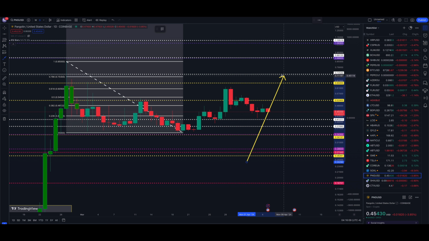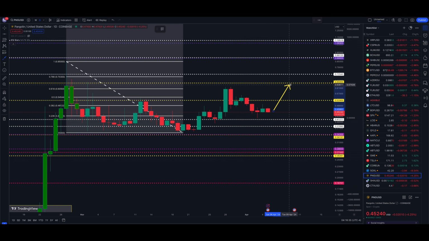If that's the case, 52,400 is our first target above the market. And then above that, we have 65. If we get a pop up to 65, that is going to give us a higher high above the 31st, as well as over here on the 29th of March.